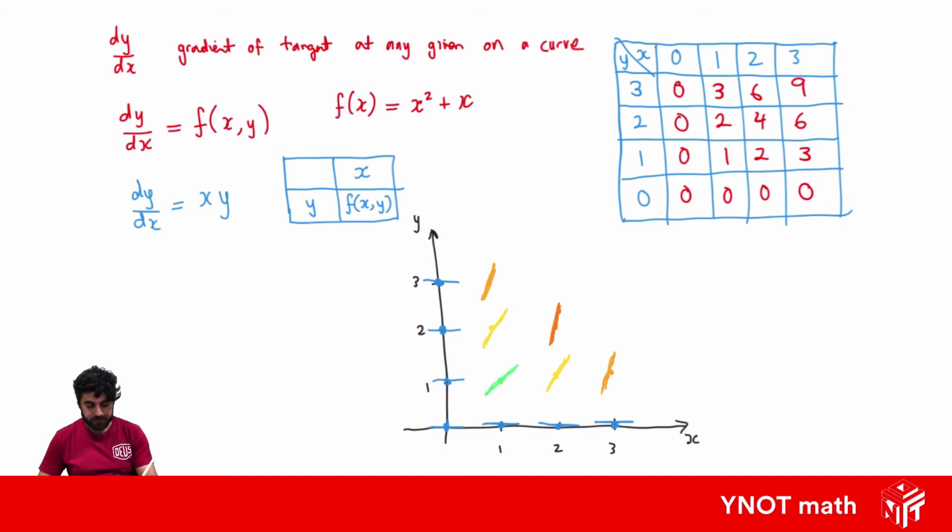At the points 2, 3 and 3, 2, so here and here, we're going steeper again because the gradients are 6. And finally, at the point 3, 3, we've got a steeper gradient again because it's 9. We get something like that. And usually directional fields are in different colors like this, but obviously if you're doing it, you can just do it in the same color.